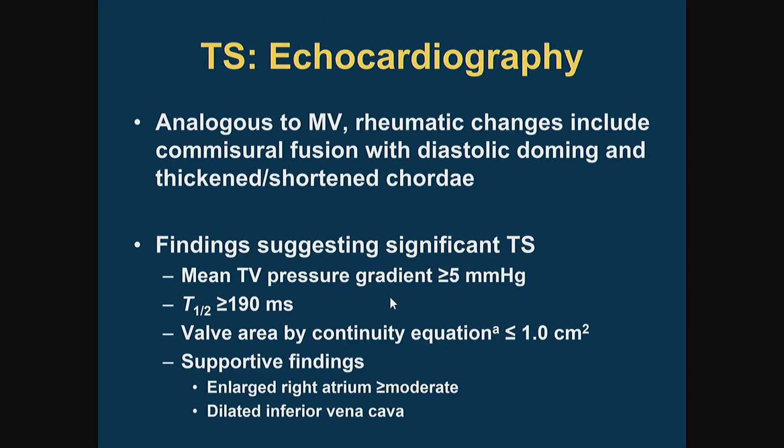On echocardiography, analogous to those with mitral valve disease, rheumatic changes include commissural fusion with diastolic doming of the leaflets and thickened, shortened chordae. So the pathology of tricuspid stenosis in the setting of rheumatic heart disease looks a lot like it does in other valves. The findings on Doppler imaging that suggest significant tricuspid stenosis include a mean tricuspid valve pressure gradient more than 5 millimeters of mercury, a pressure half time of more than 190 milliseconds, a valve area that measures less than 1, and supportive findings include an enlarged right atrium and a dilated inferior vena cava. Since in the absence of these things, it's hard to imagine that severe TS is present.